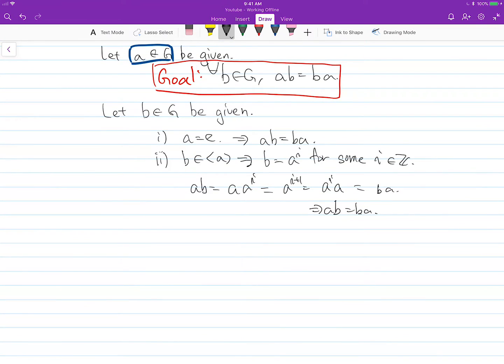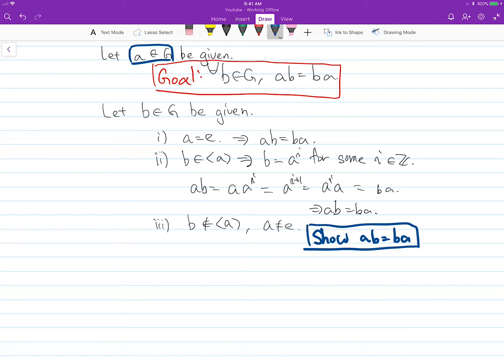The third case is actually a lot more complicated, unfortunately. So B is not in the cyclic group generated by A, and A is not E either. If we can show that AB equals BA, we're good. So this is the last case, and we just want to show that AB equals BA. This is our goal. And since this is the last step, if we can show it here, that means AB equals BA in general.